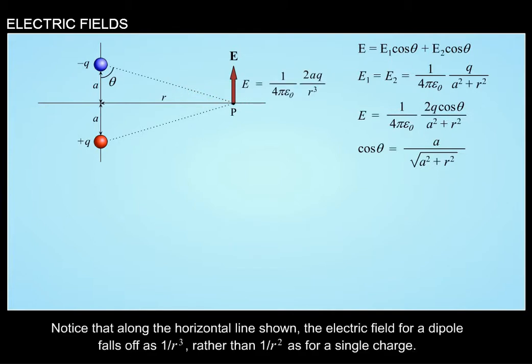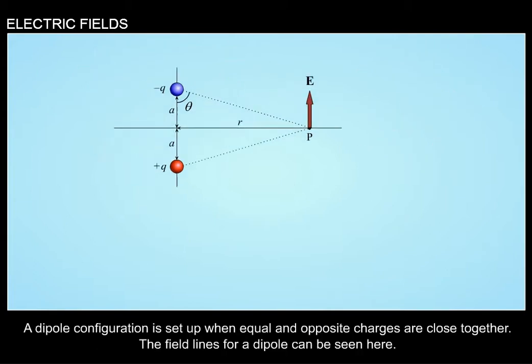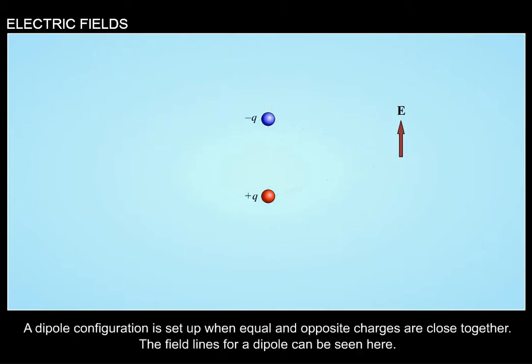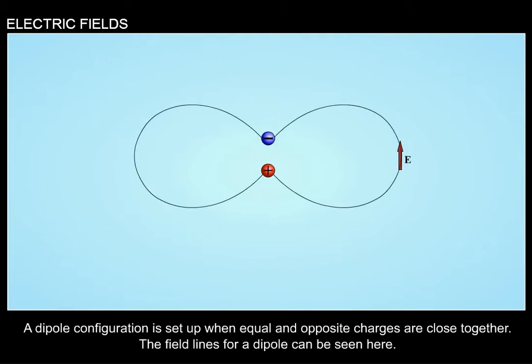Notice that along the horizontal line shown, the electric field for a dipole falls off as 1 over r cubed, rather than 1 over r squared, as for a single charge. A dipole configuration is set up when equal and opposite charges are close together. The field lines for a dipole can be seen here.